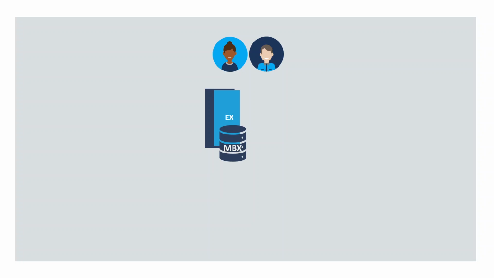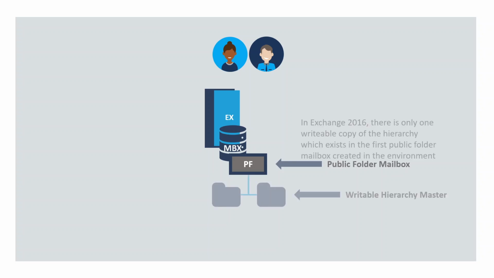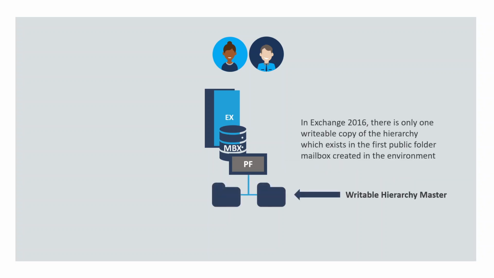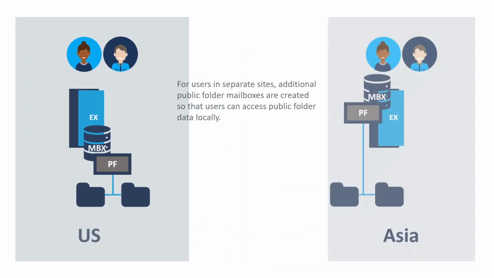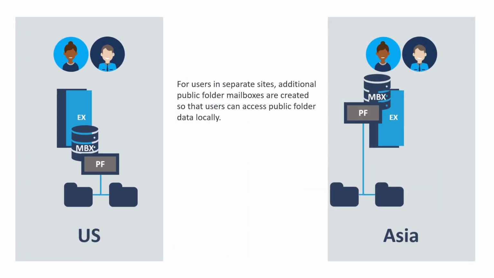Starting with the fact that there is no public folder specific database anymore. Instead, public folders are now created in what's called a public folder mailbox. And this mailbox is stored on a standard mailbox database. There's now a single writable hierarchy master. This writable hierarchy master is created on the first public folder mailbox created in the environment and is the only location where public folder hierarchy is changed.